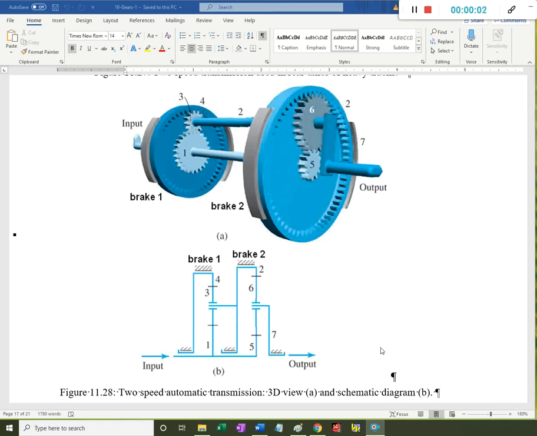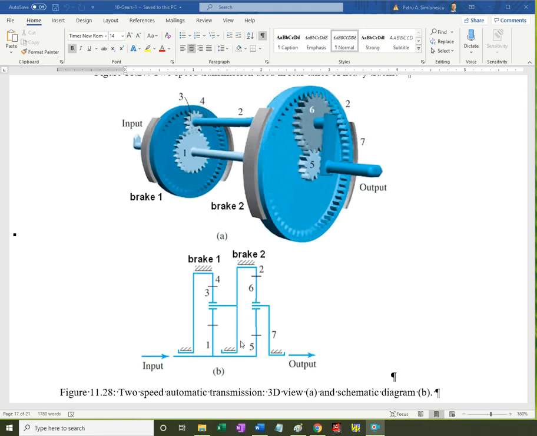Hey, we're going to continue the conversation about planetary transmissions, and we're looking at the two-speed automatic transmission in the notes. We're going to first analyze for mobility, and then we're going to do the transmission ratio calculation.